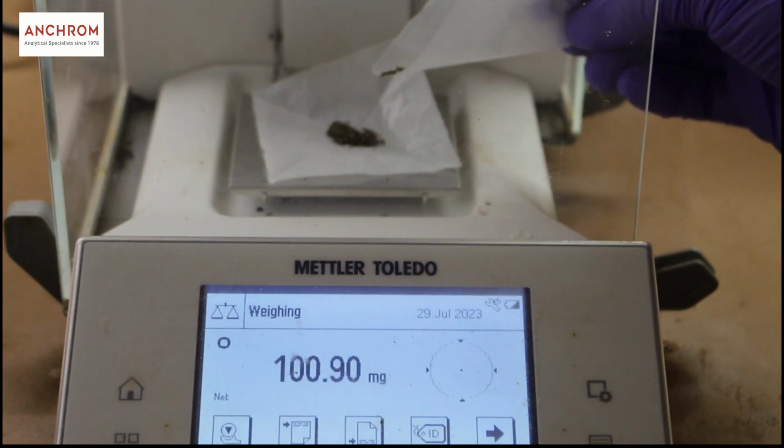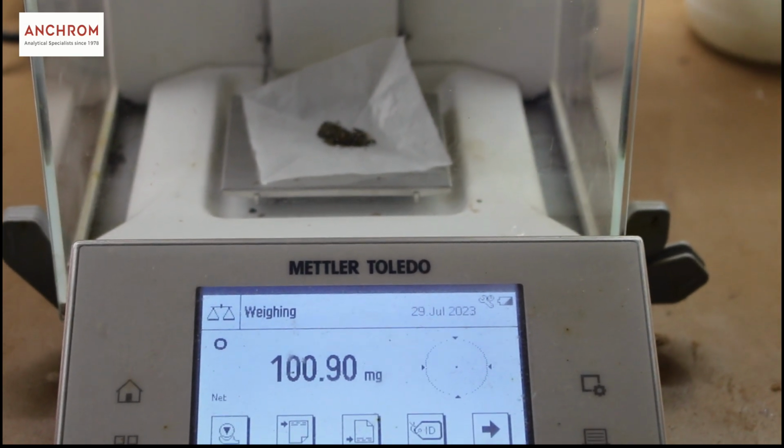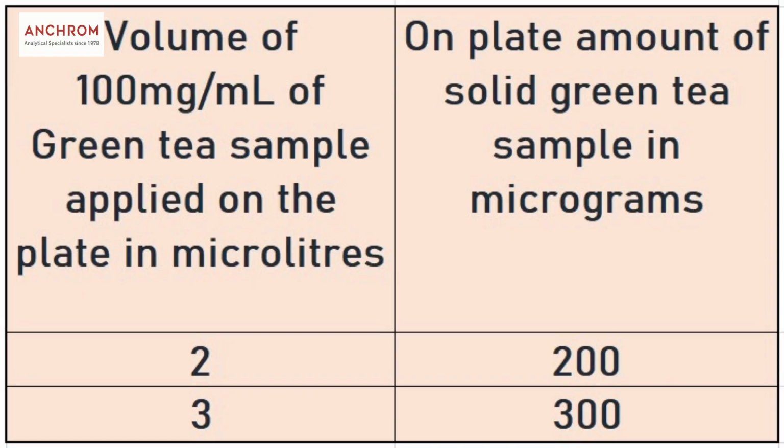If we prepare a 100 mg per milliliter solution of the green tea sample and apply 2 microliters to the plate, we are actually applying 200 micrograms of the green tea sample. Similarly, if we apply 3 microliters of the sample, it means we are applying 300 micrograms of the sample to the plate.